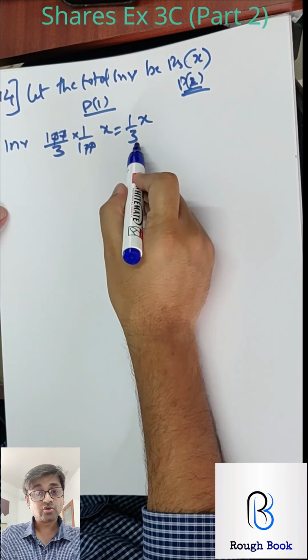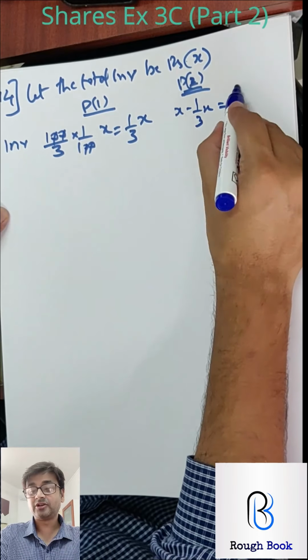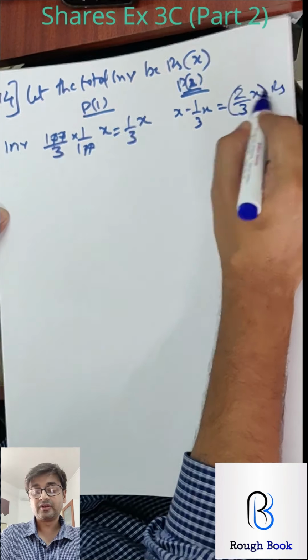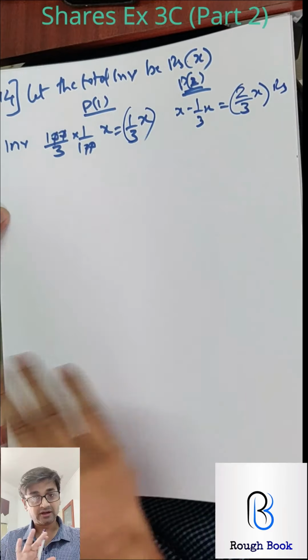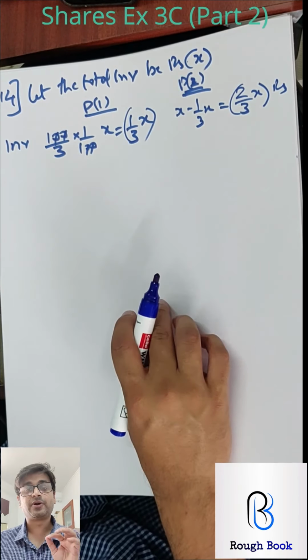1/3 is here. So what is left? X minus 1/3. So take the LCM and you will get 2/3 X rupees. Here you are getting 1/3 X. Did you understand this? Was it very simple? Now the rest of the sum is very simple. Only this part was tricky.